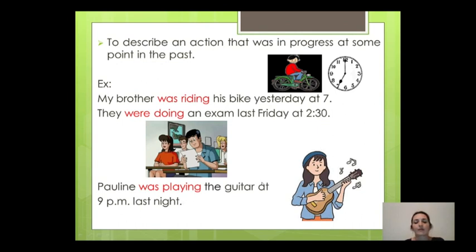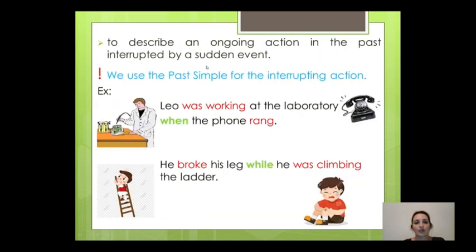Okay, to describe an ongoing action in the past interrupted by a sudden event. We have to be very careful about this use because we use the past simple for the interrupting action.